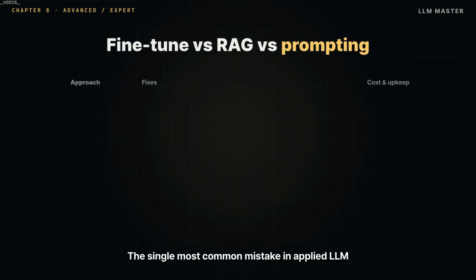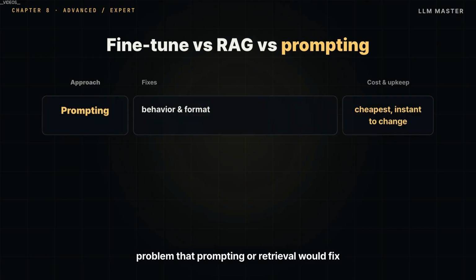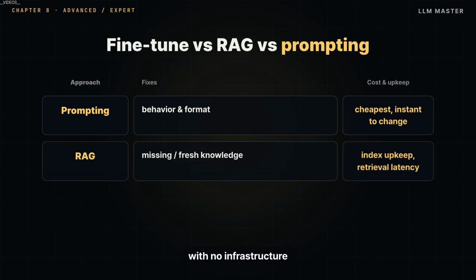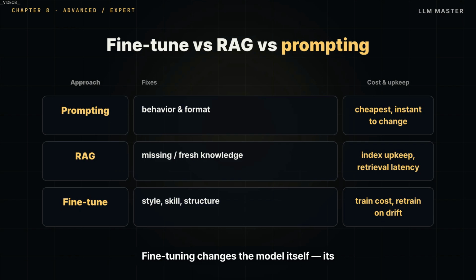The single most common mistake in applied LLM work is reaching for fine-tuning to solve a problem that prompting or retrieval would fix for a fraction of the cost. So hold the three straight by what each one actually fixes. Prompting changes behavior and format, how the model responds, right now, with no infrastructure. Retrieval, or RAG, fixes a knowledge problem. The model doesn't know your data, or the facts changed since training. You give it the right context at query time. Fine-tuning changes the model itself. Its default style, a specialized skill, an output structure it can't reliably hit from instructions alone.